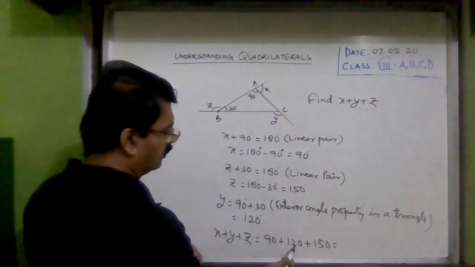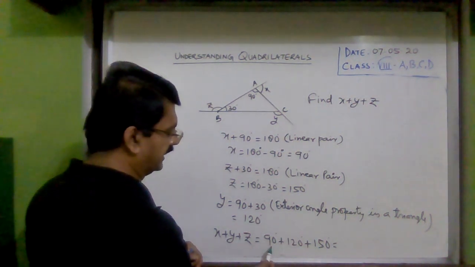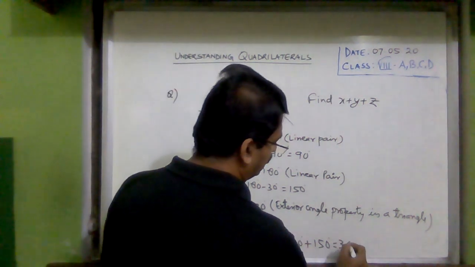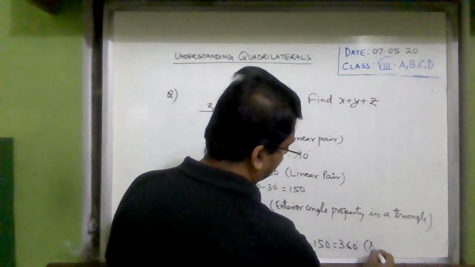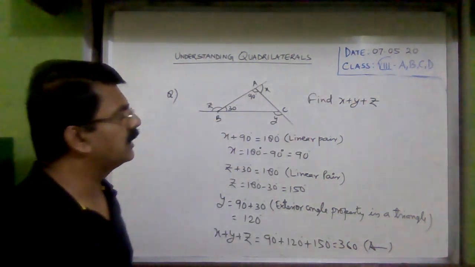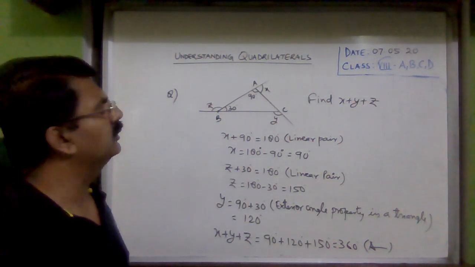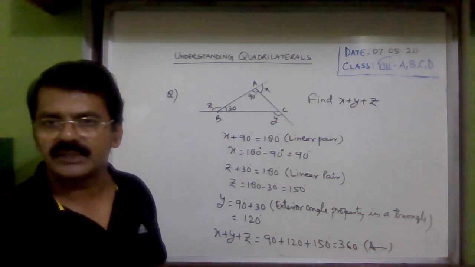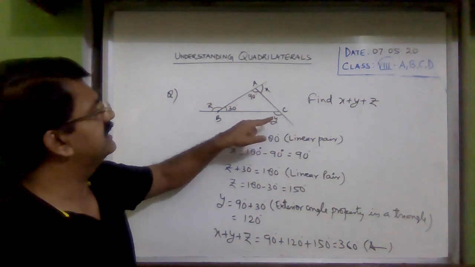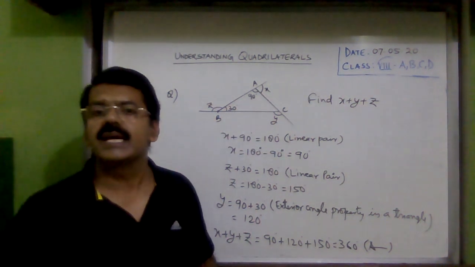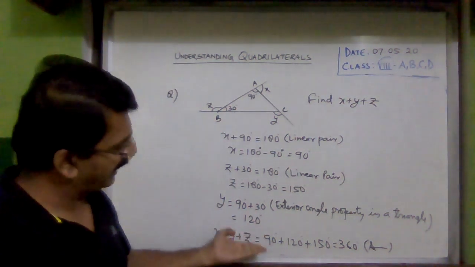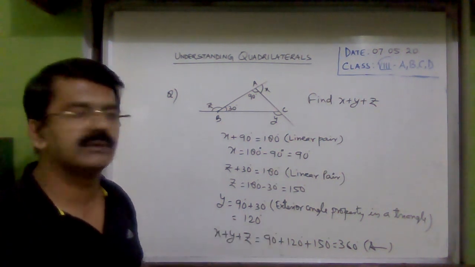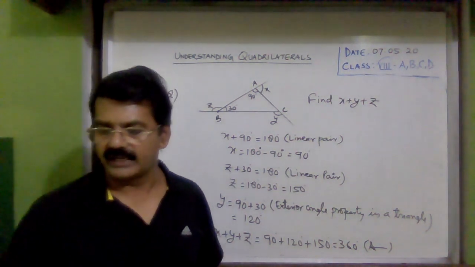When you add 120 plus 90 it gives you 210. 210 and 150 gives you 360. So you can see the sum is 360. Although, if you remember, in the previous lecture I told you that in any polygon the sum of exterior angles is always equal to 360. So you can see these three angles x, y, z are the exterior angles, so their sum has to be 360 degrees. And by calculation also we are getting the same answer. The sum x plus y plus z is equal to 360 degrees. Clear?